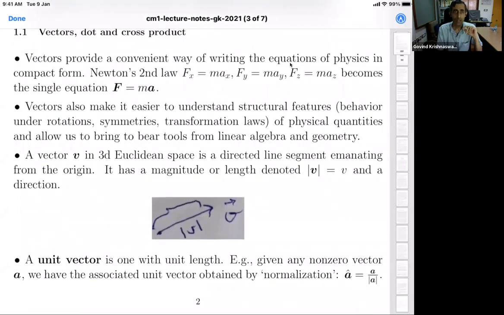Vectors provide a convenient way of writing the equations of physics in compact form. I mean, this is a very pedestrian way to put it, but it is still true.